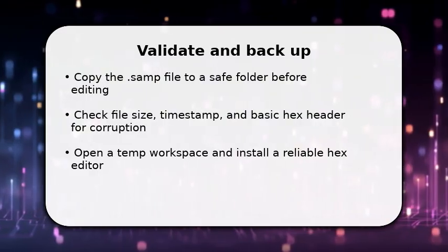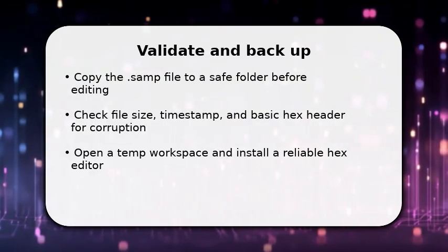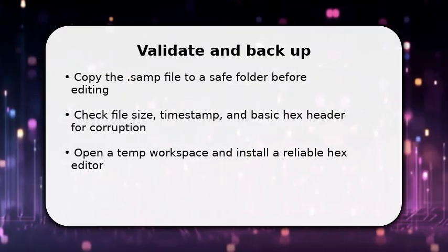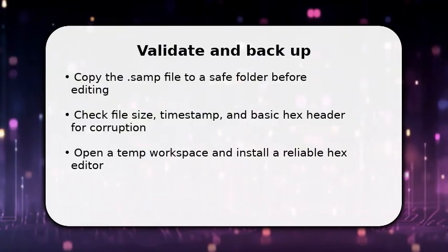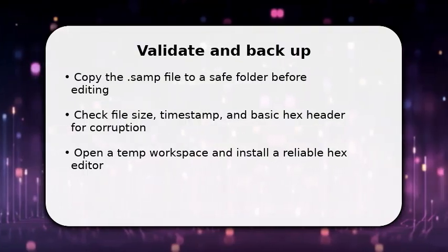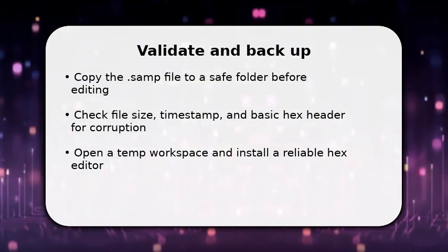Once you have a copy and a hex editor installed, open the duplicate and inspect the first 64 bytes. This tells you if the container or header is scrambled. Make sure to note offsets where anomalies appear so you can target repairs precisely and avoid trial-and-error damage.